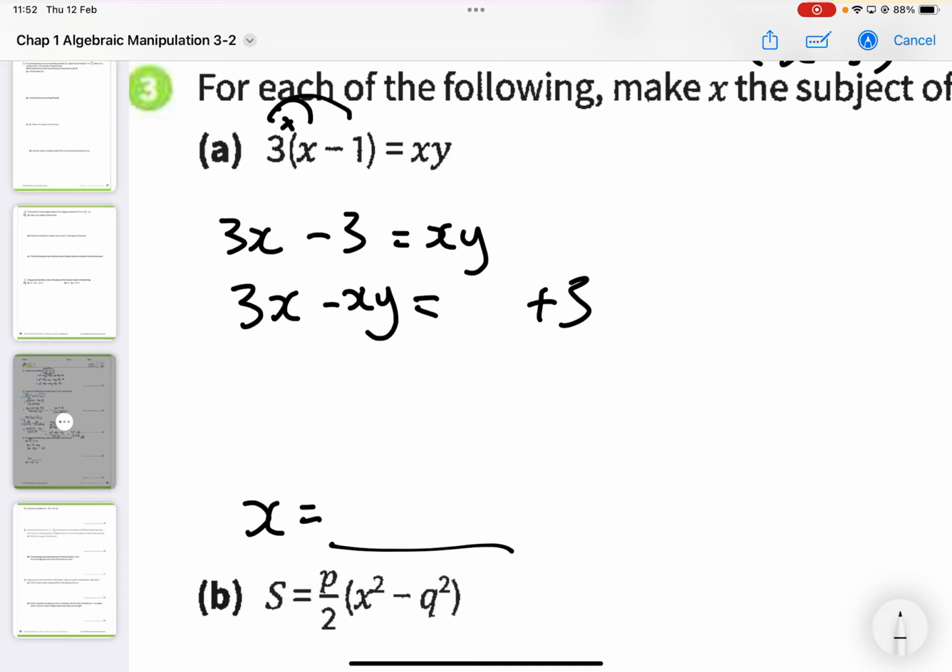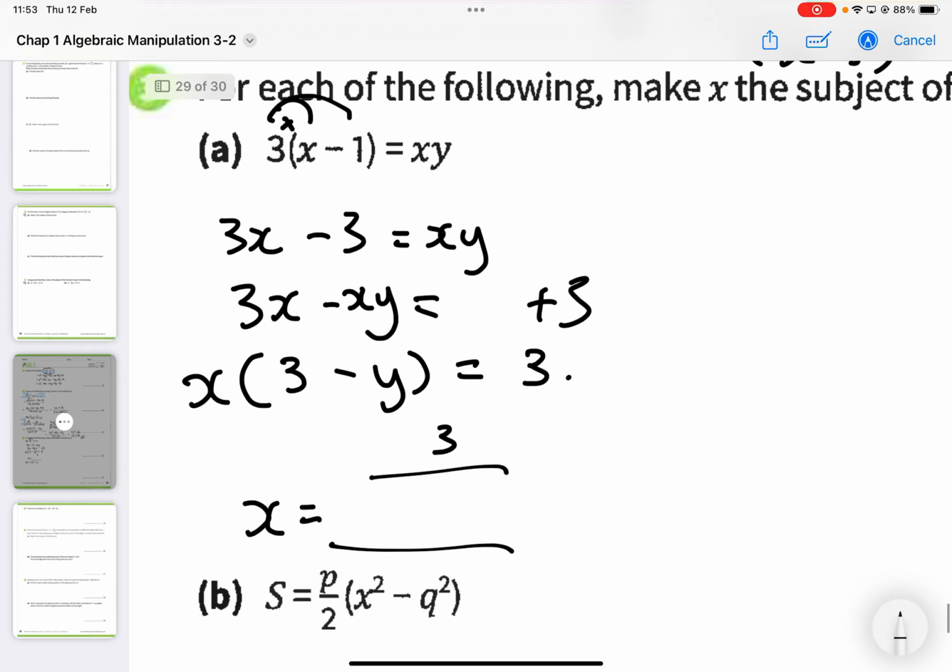Now I have two terms with x. I want to isolate x, so I must do my factorization. Take out x, and I'll be left with 3 minus y. Then finally, I divide both sides by the bracket. Answer.